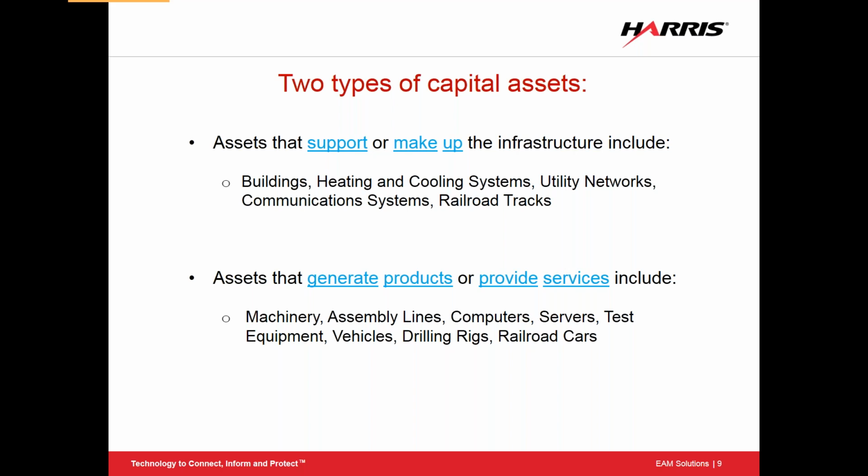You know, you can't run a railroad if you don't have railroad tracks. You can't produce things with your assembly lines if you don't have the infrastructure built around it. You've got a building, you've got heating and cooling, you've got utilities, all these background networks. These are part of your physical capital long-term infrastructure, and they're all there for one reason: to support the generation of products and services in your enterprise.